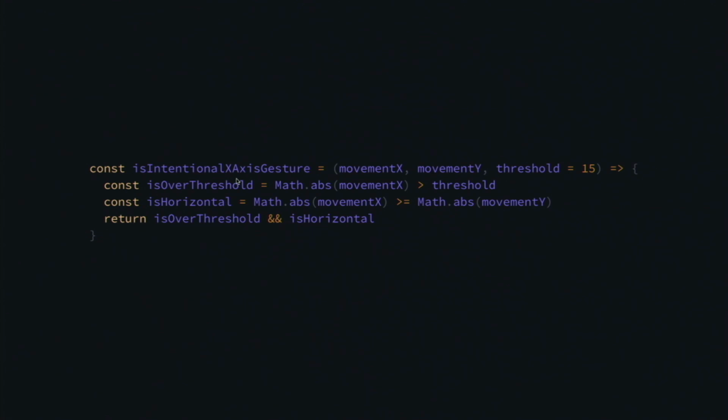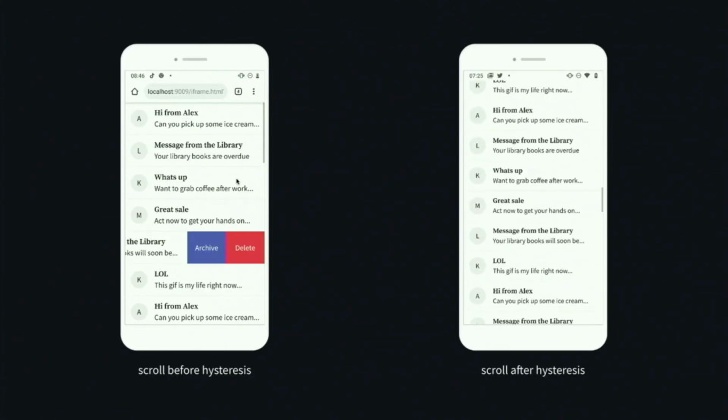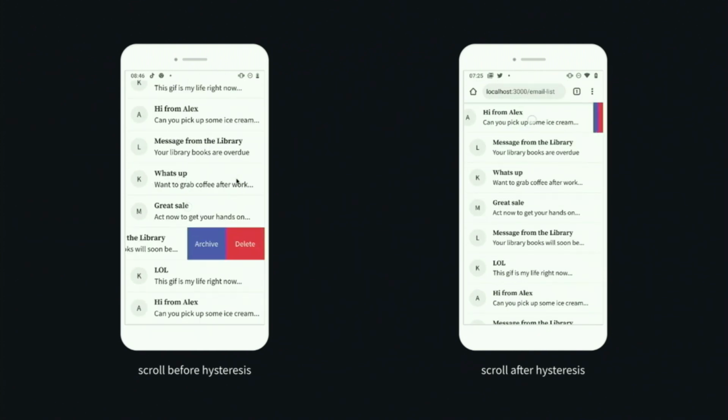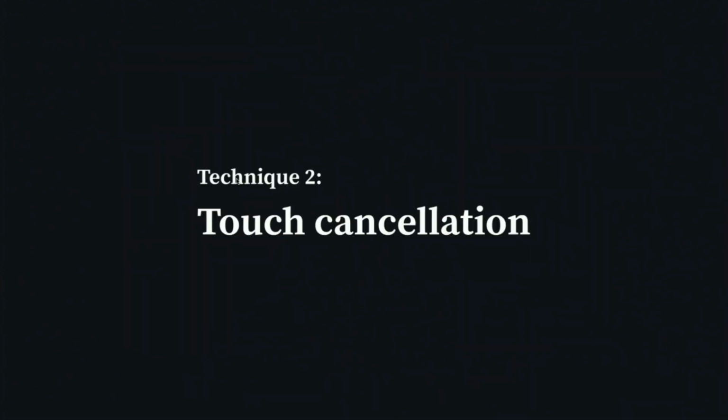Here I have a simple function that's basically just ensuring two things. First, the gesture is over some threshold that we've decided on. I'm going to say 15 pixels. And second, it's more of a horizontal movement than a vertical movement. So we can just sort of use a net to catch anything that we don't think was meant to trigger our animation. And with that, we've totally fixed the problem. It's very easy to scroll, and you can trigger the animation if you want to. So hysteresis is easy. Touch cancellation is a little more complicated.